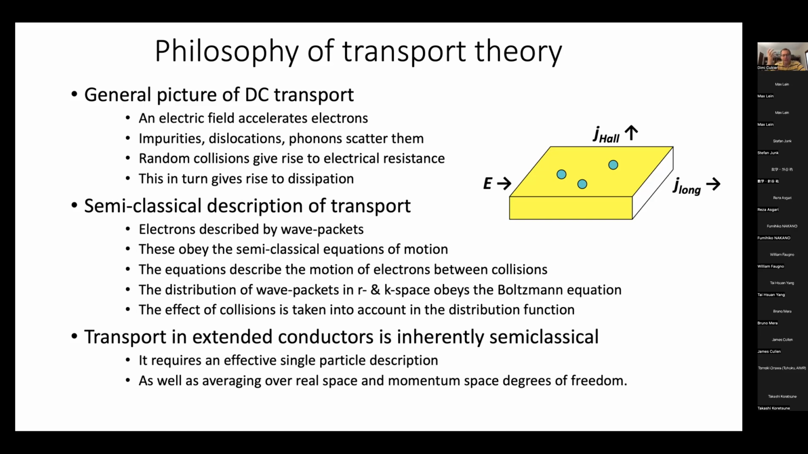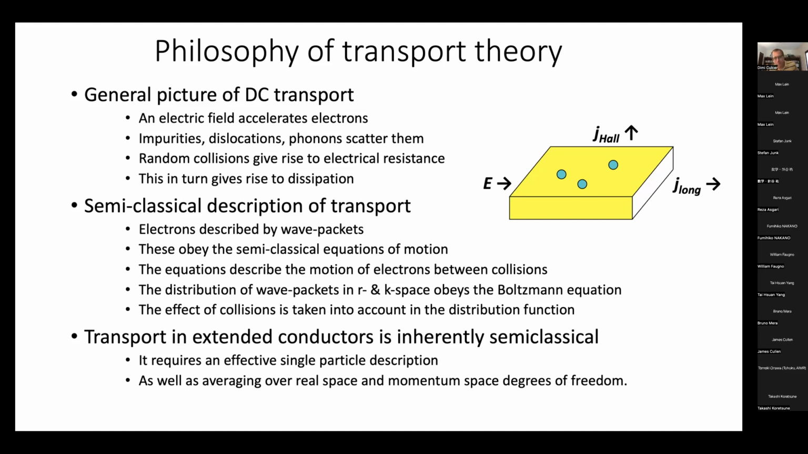The wave packet belongs to one band. In the initial formulation, you simply had the velocity, which is the rate of change of the position of the wave packet. That is simply dE/dk, the group velocity of the wave in that band. And then you combine this picture, which describes how electrons propagate between collisions.